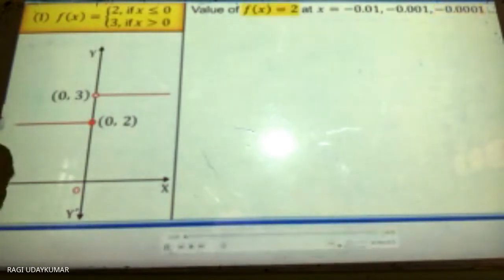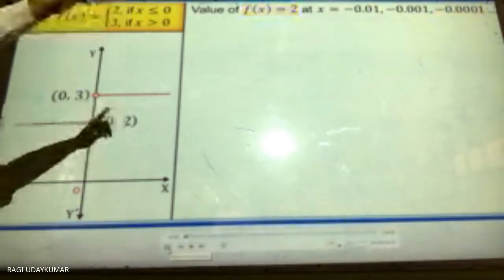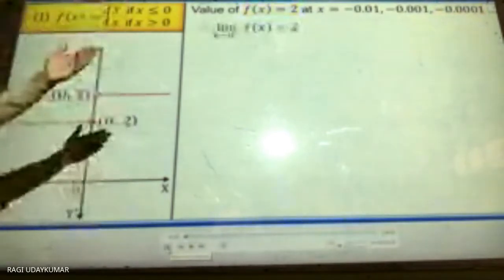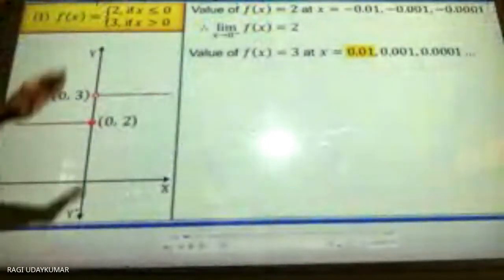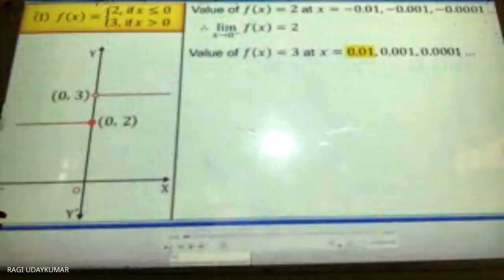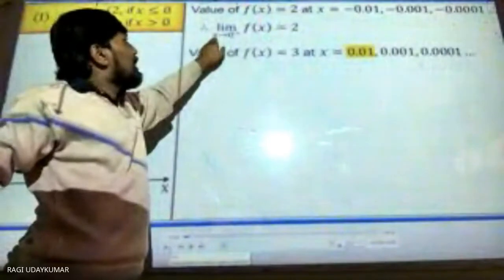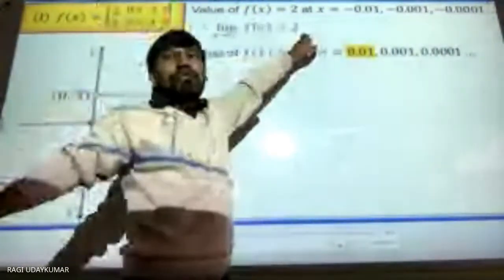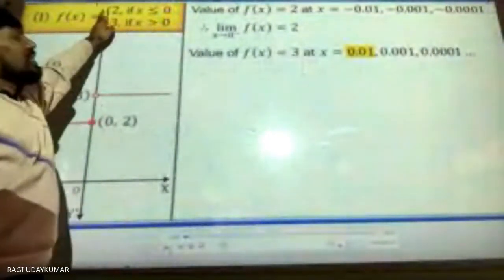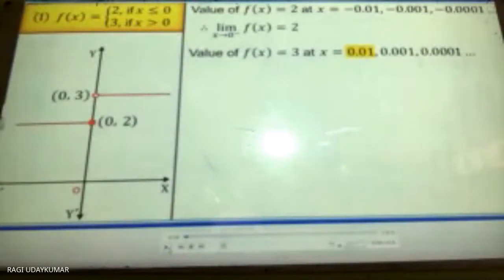And here, we check the value of f of x, which is 2 at x equals minus 0.01, minus 0.001, and so on. It is 2. So that is nothing but the left hand limit. Left hand limit means the left side of 0, whatever value you are taking. We call it the left hand limit. So limit as x tends to 0 minus of f of x is equal to 2, because on the left side of 0 the function gives the value 2. Any value you take, it is equal to 2.